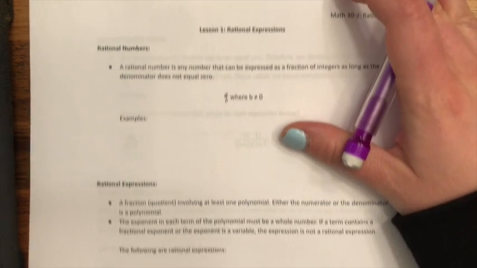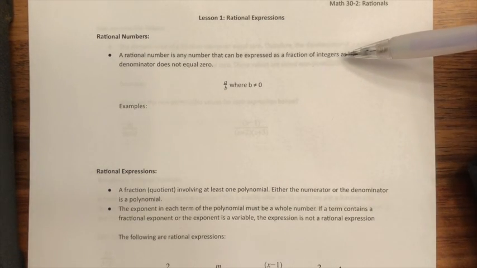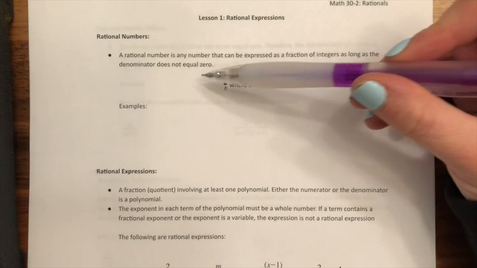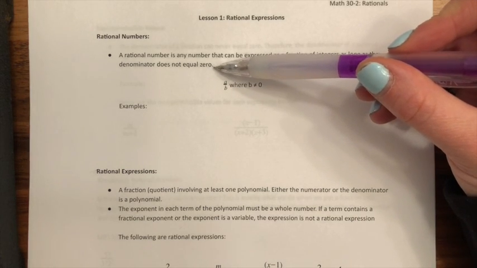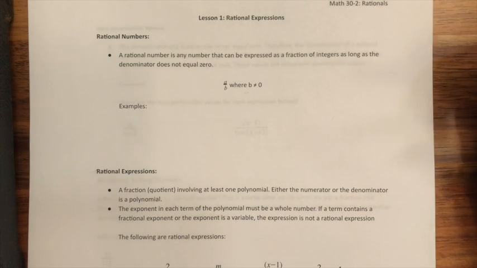So to start, a rational number is any number that can be expressed as a fraction of integers, so positive or negative whole numbers, right? We don't want decimals in this fraction, as long as the denominator does not equal 0. So it's a over b where b does not equal 0. Remember that we can never divide by 0 because that gives us undefined. If you try and type in 6 divided by 0 in your calculator, it will give you an error.